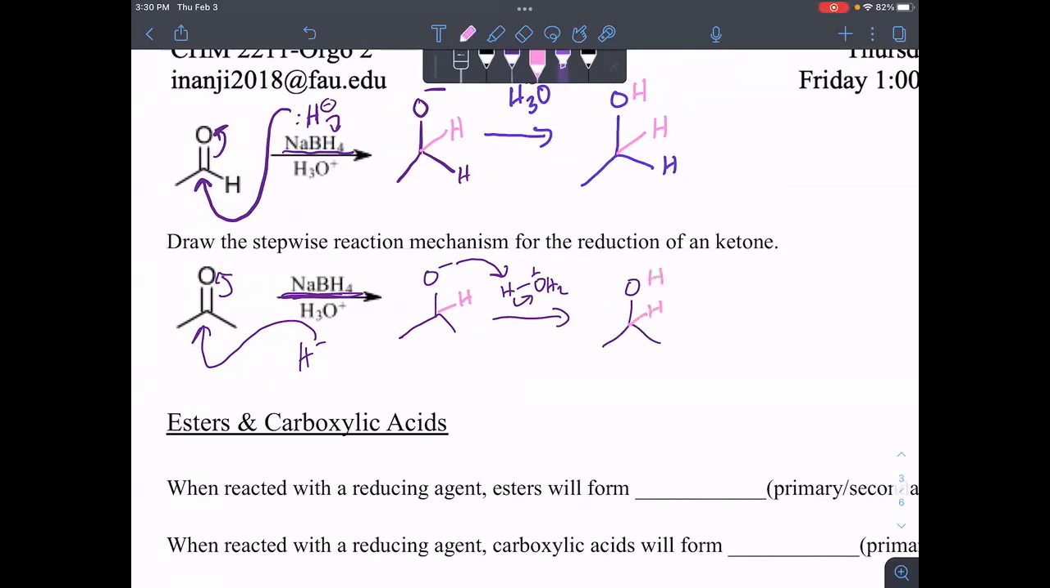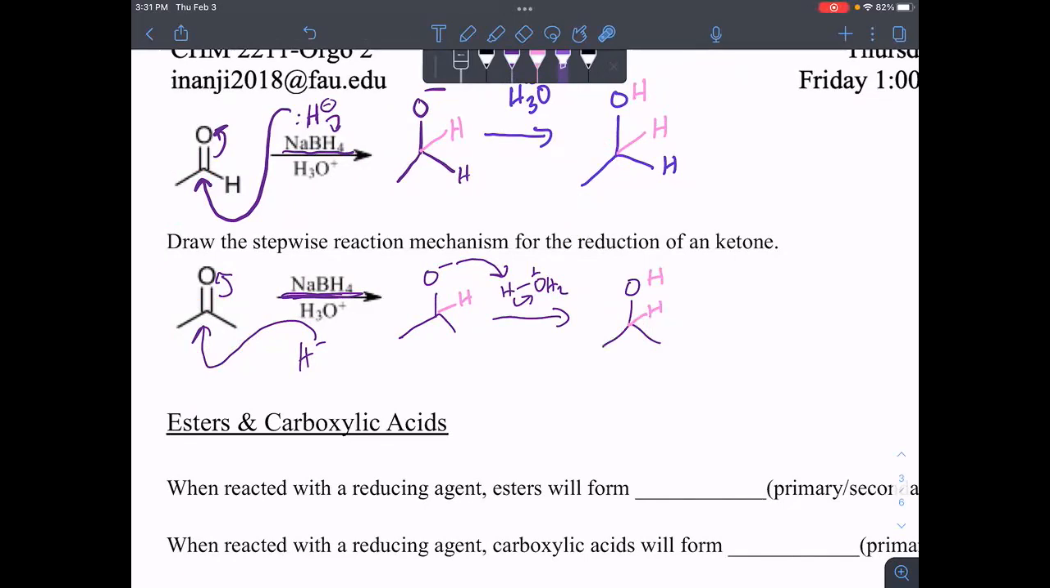And then we get our two new hydrogens. Except in this case, when we were working with the aldehyde, we only had one R group attached to the carbonyl, so it only becomes a primary alcohol. When we have a ketone, we have these two R groups, so it's gonna stay as a secondary alcohol.